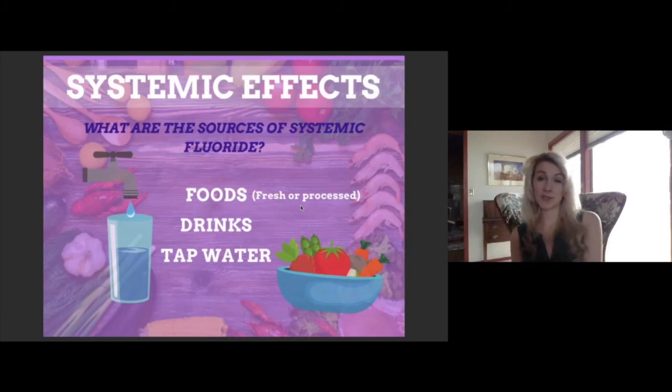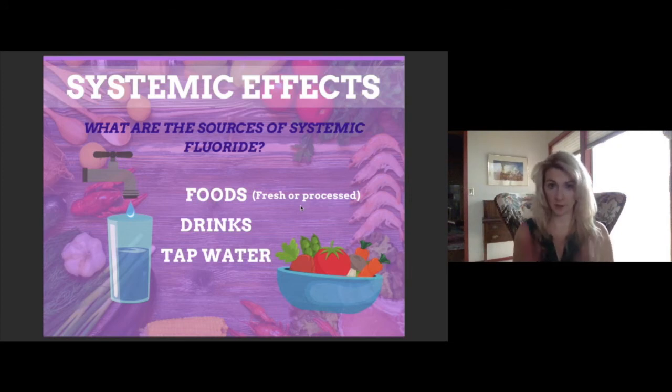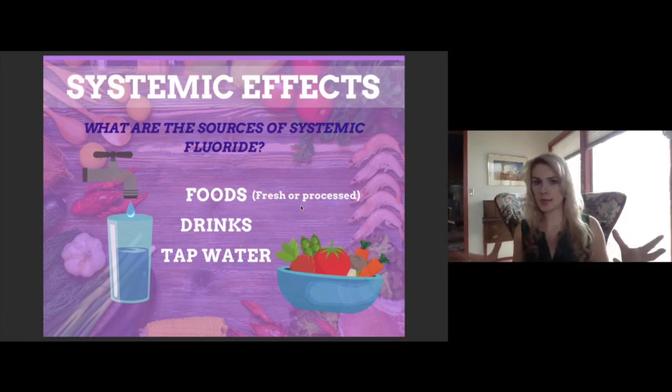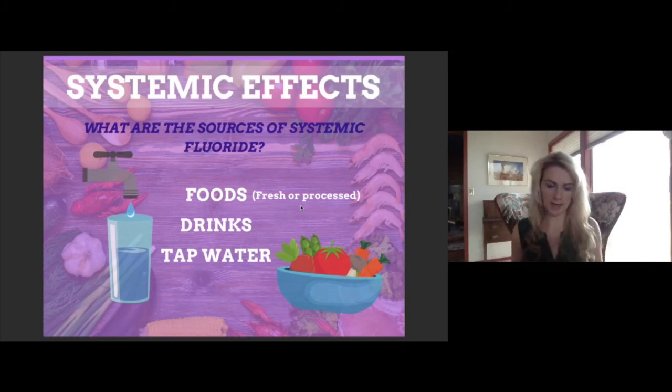So, what are some of the sources of systemic fluoride? Well, we really don't recommend eating toothpaste, drinking mouthwash, or anything like that. It is not recommended, so make sure little ones are not swallowing toothpaste or mouthwash. But some of the sources where we are getting some systemic fluoride is our foods. Whether they're fresh or whether they're processed, those foods were created in an area which, yes, used water and oftentimes uses community water supply water.